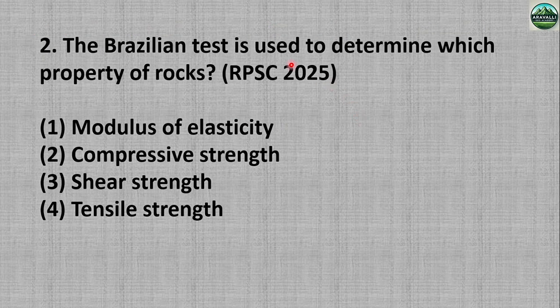So, the correct answer to this question: the Brazilian test is used to determine which property of rock? The correct answer is the tensile strength. The Brazilian test is the indirect method for measuring the tensile strength.